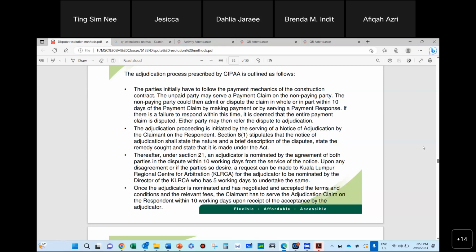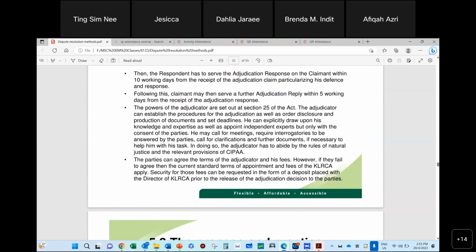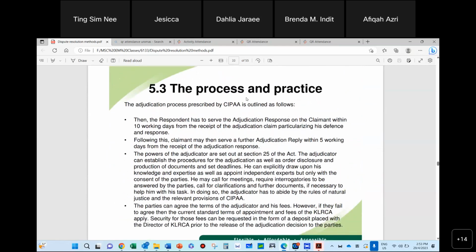And then when the adjudicator is nominated, you have to negotiate the terms and relevant fees with the adjudicator. And the claimant has to serve the adjudication claim onto the respondent within 10 working days. So these are the procedures under the CPA Act for all payment related matters. Anything technical related, we still have to rely on the contract. Some contracts will say that there are certain conditions that you must use adjudication first, before you go for arbitration or anything else, you see.